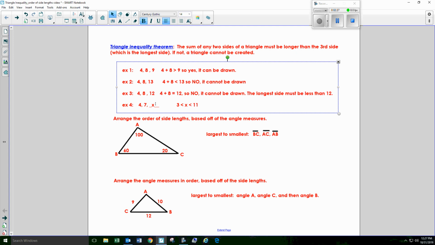If these two are the smallest and this is the longest, it cannot equal 11. Remember, the third side has to be less than the sum of the two. So very simply, subtract the two and add the two, and you get your two numbers right here. This is usually a question on the DCAS, so make sure. I've seen this on the DCAS in the past here, so make sure you know this. It'll also be on a quiz and test as well.